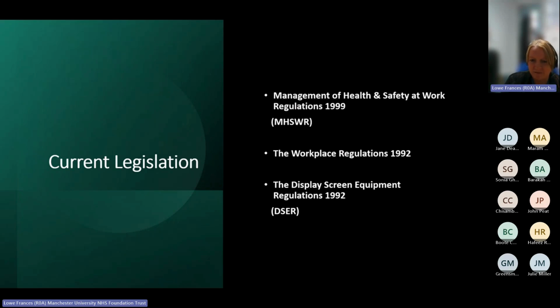The Display Screen Equipment Regulations cover people who frequently use display screen equipment. It covers risk assessments, taking adequate breaks, provision of health and safety information, and also the employer is liable to provide regular eye tests for people who use a lot of display screen equipment. They also need to provide adjustable furniture and demonstrate that there are procedures to reduce the risks associated with sitting at a display screen frequently.